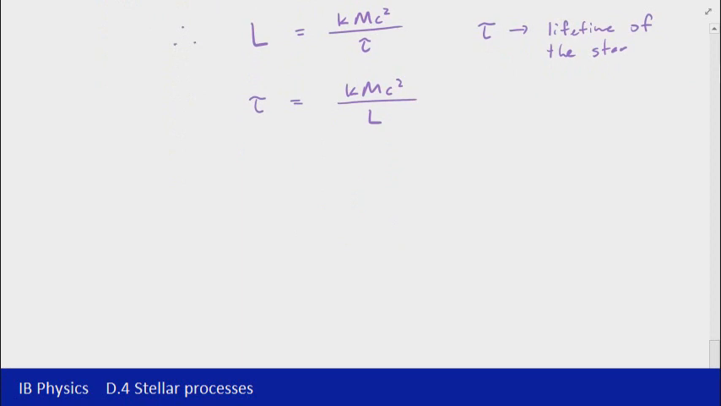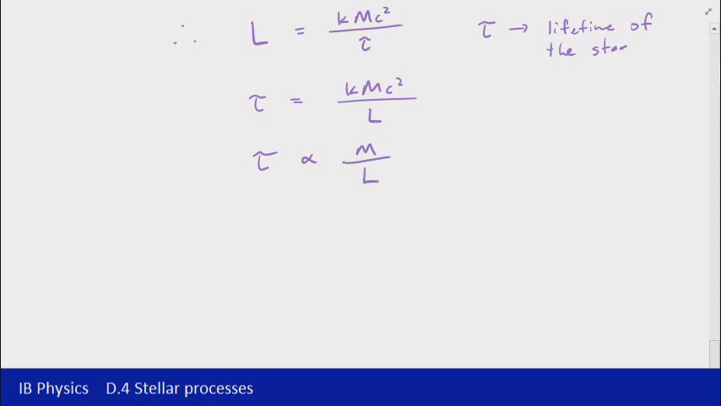Now, in this case, we don't know what k is, we don't necessarily know what M is, but we know that there are these proportional relationships. So we can identify that tau is going to be proportional to the mass of the star. c and k are constants, so we could say it's going to be proportional to M over L.